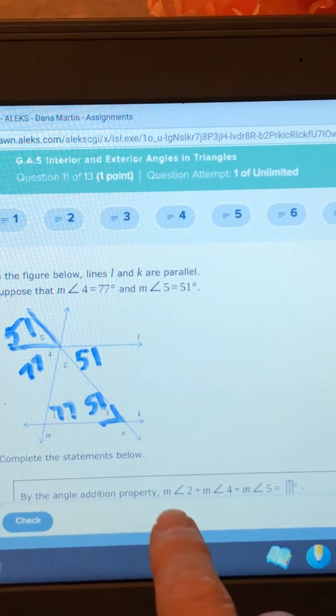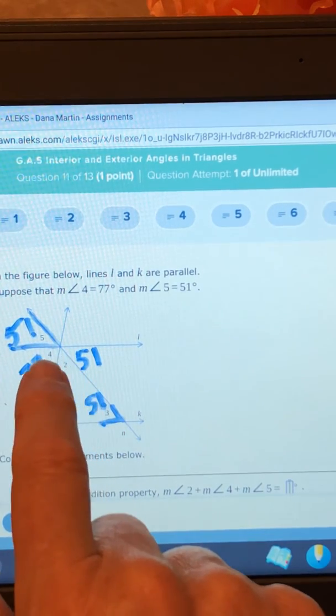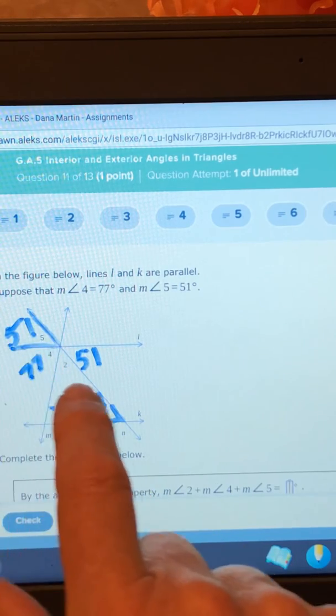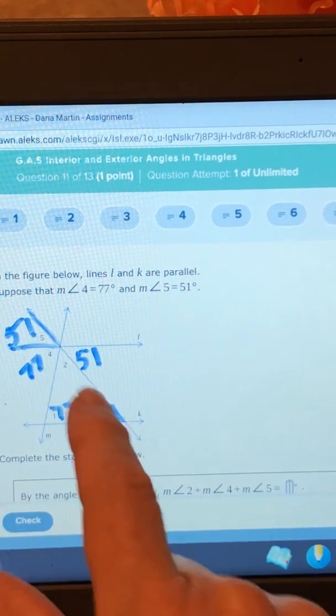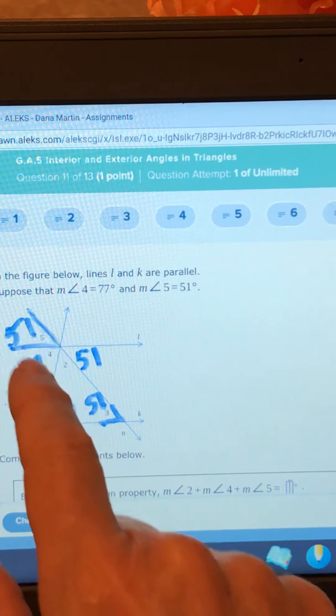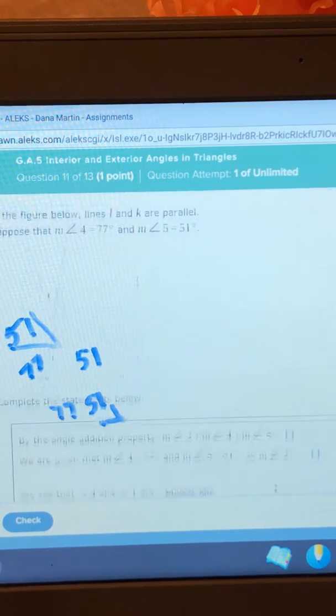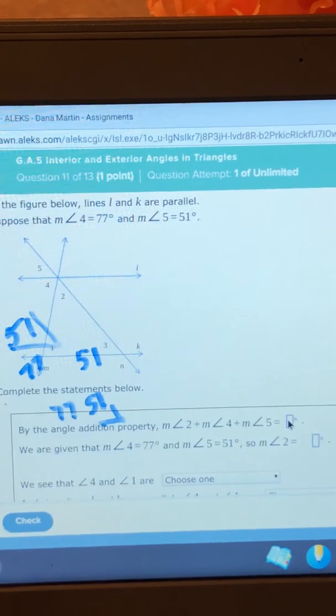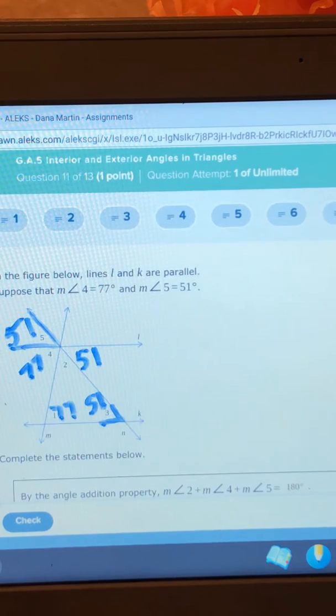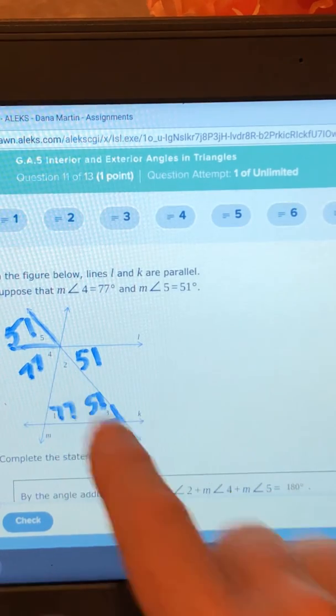All right, so now that we have that, I'm going to have to go back and forth with it. By the angle addition property, angle 2 plus angle 4 plus angle 5, those three angles, look at that straight line, are how many degrees altogether? Hopefully you remember that it's 180. So our first answer is that they're supplementary, so they're going to equal 180. All right, so if 4 is 77 and 5 is 51, then what's 2?